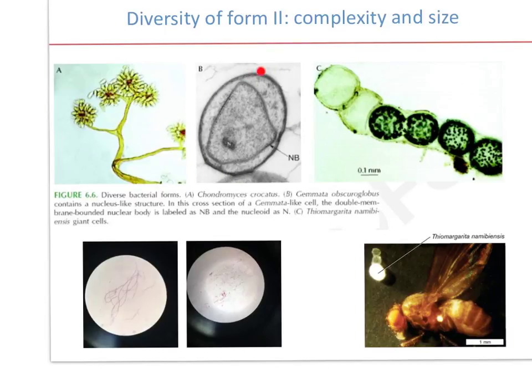This cell right here actually has a nucleus-like structure in it, so it has an inner membrane that surrounds the DNA. We've talked a little bit about the Thiomargarita right here, and it is large enough to be seen by the naked eye. Very, very few bacterial cells are large enough to be seen by the naked eye, but there are some, and here's a fly for comparison, and then a microscopic image right there.